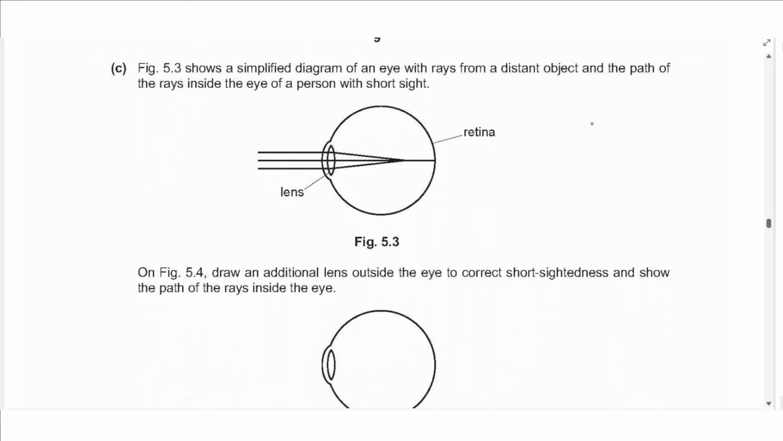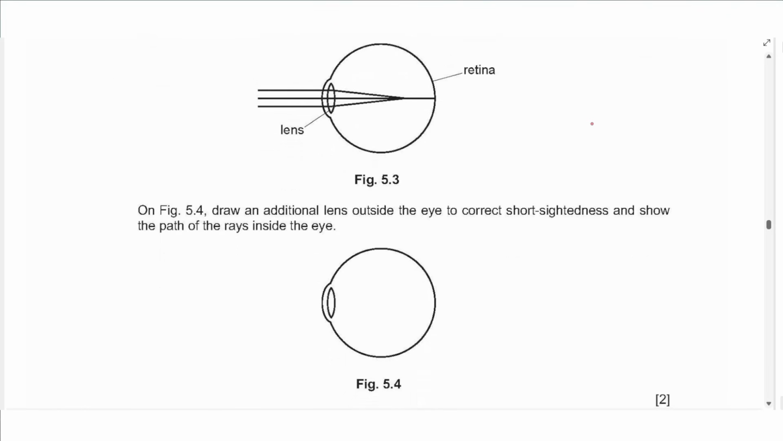Question C says figure 4.3 shows a simplified diagram of an eye with rays from a distant object and the path of the rays inside the eye of a person with short sight. On figure 5.4, which is the one down there, draw an additional lens outside the eye to correct short-sightedness and show the path of the rays inside the eye.